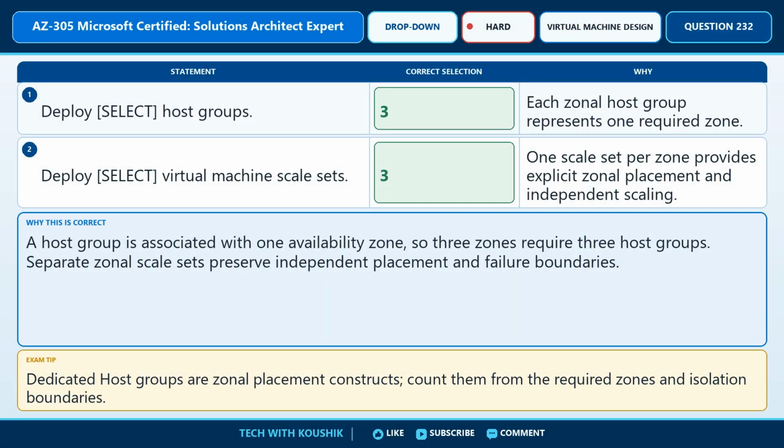Statement 1 should be completed with 3. Each zonal host group represents one required zone. Statement 2 should be completed with 3. One scale set per zone provides explicit zonal placement and independent scaling. Remember this distinction for the exam. Dedicated host groups are zonal placement constructs. Count them from the required zones and isolation boundaries.